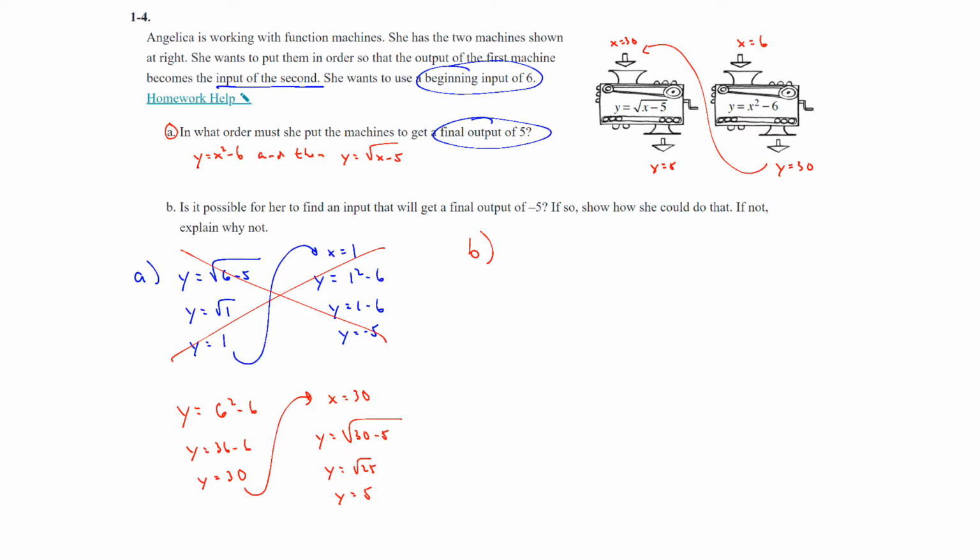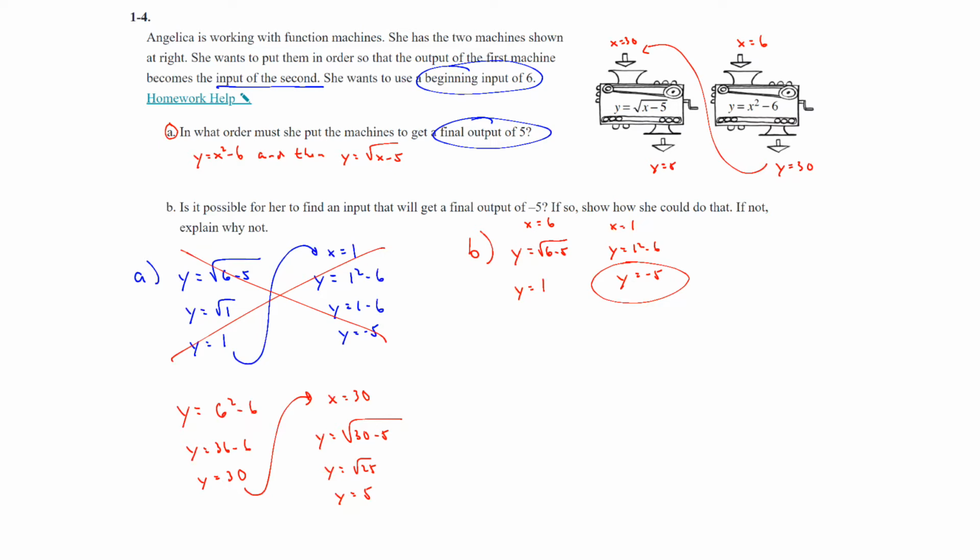It's just that you will have to reverse the order here and start with y equals the square root of 6 minus 5. So that's when x is equal to 6, and we get y equals 1. And then that goes back into the other machine, and we get y equals 1 squared minus 6, which we already did, but just showing it again, is y equals negative 5. So there is your final output of negative 5.